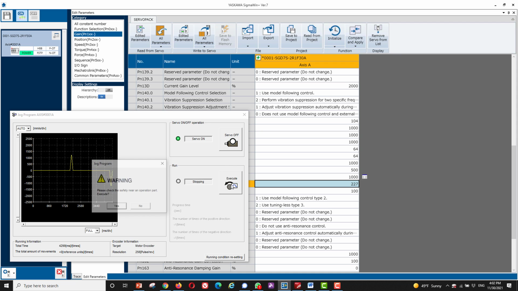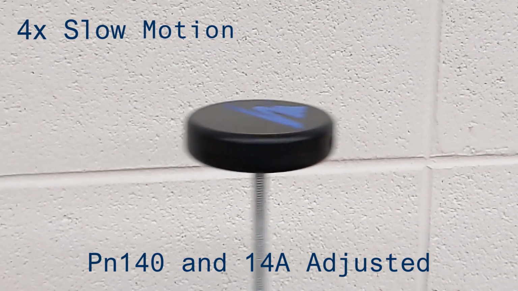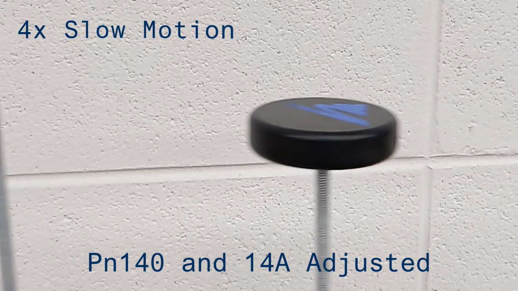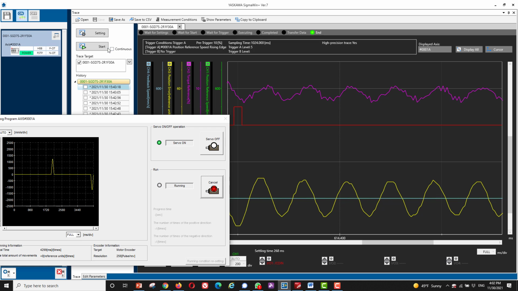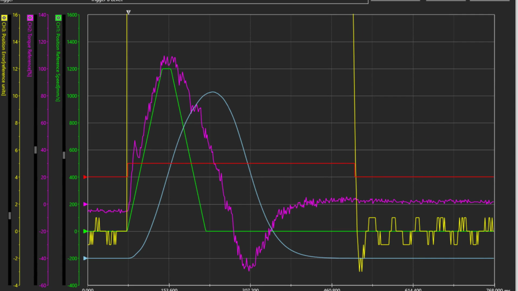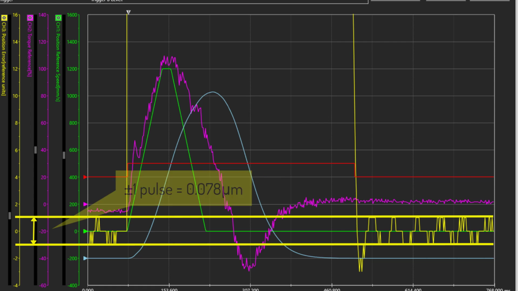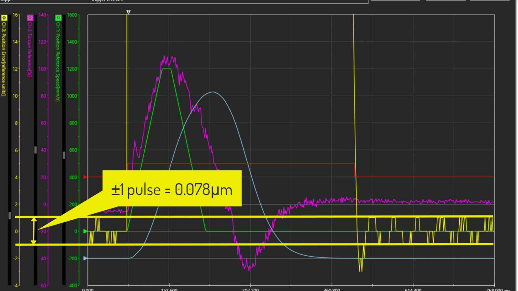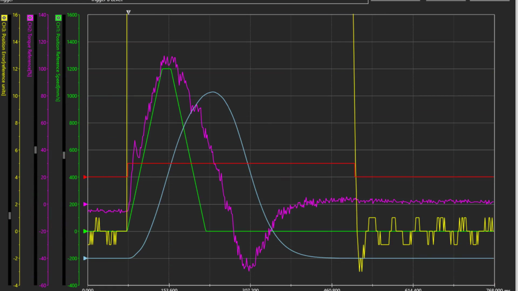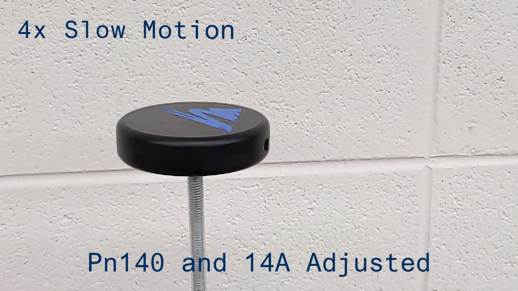We'll servo on and execute to run this again. Capture one trace. And now that 22.7 Hz vibration amplitude is down to plus or minus one encoder pulse at the carriage. That's vibration suppression over two frequencies.